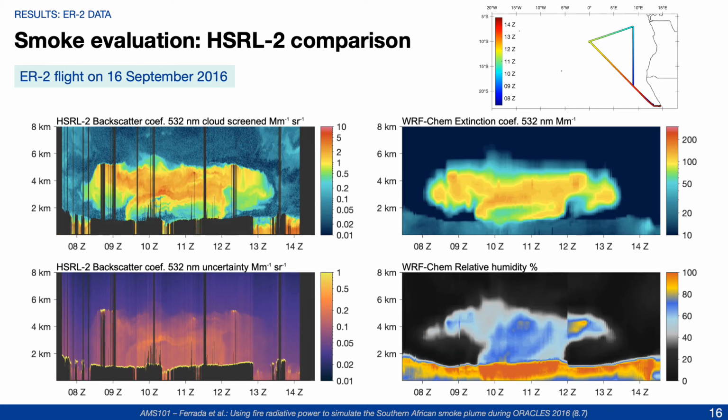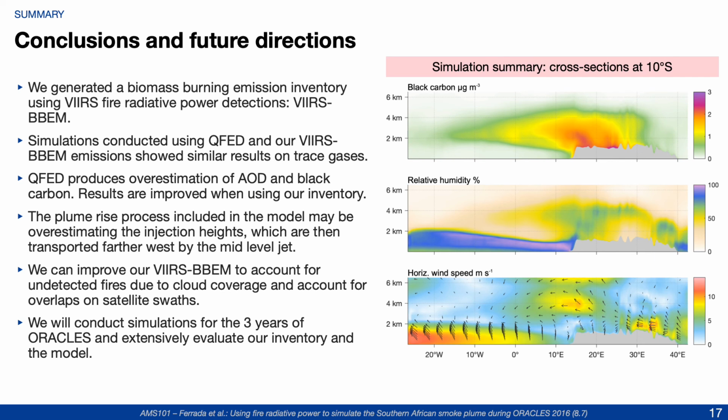We ran our simulations just until September 15th, but we made an effort to run for an additional day and be able to compare against the second ER2 flight conducted on September 16th. Results were very similar to our previous slide. The model, in general, is able to reproduce the shape and thickness of the plume very well on both days. The cross-sections here show a summary of the conditions during the first 15 days of September. The smoke plume over land and its transport over the ocean is clearly visible due to the mid-level jet.